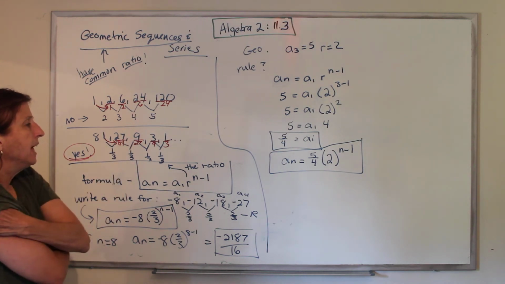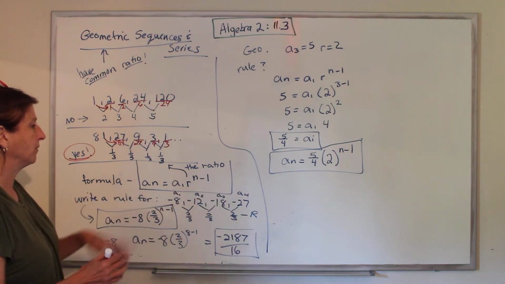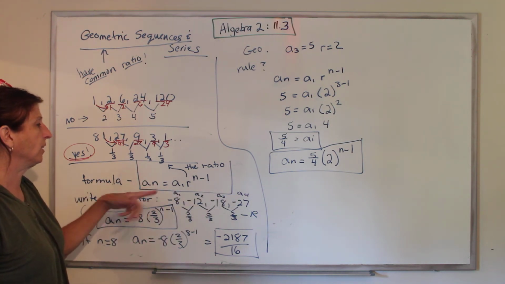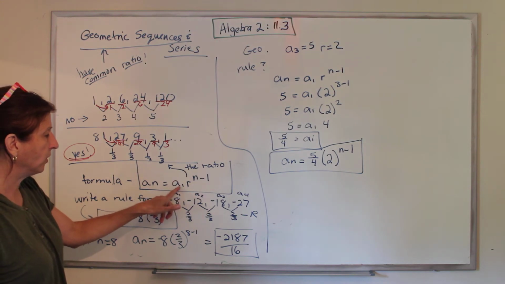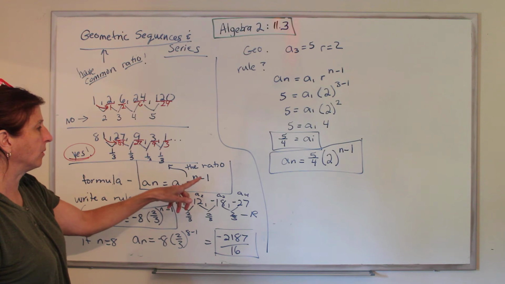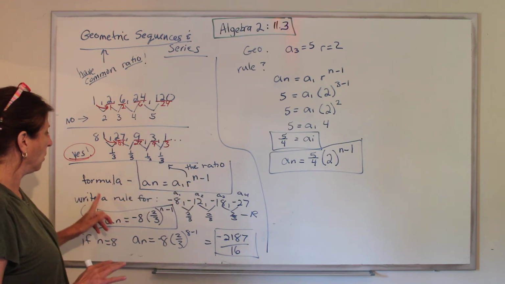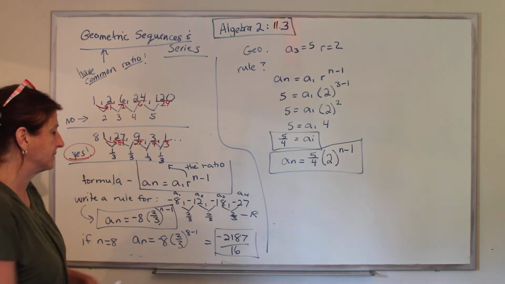Okay, the next one is just like how we had a formula last time, we have a formula for this. The answer for a number is the first number times the ratio taken to the power of the term you're doing minus 1. So we're going to write our rule for this series.